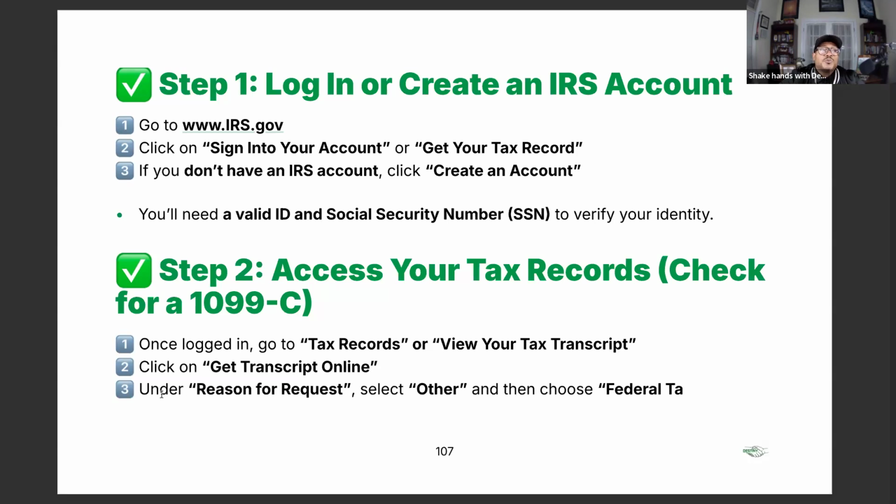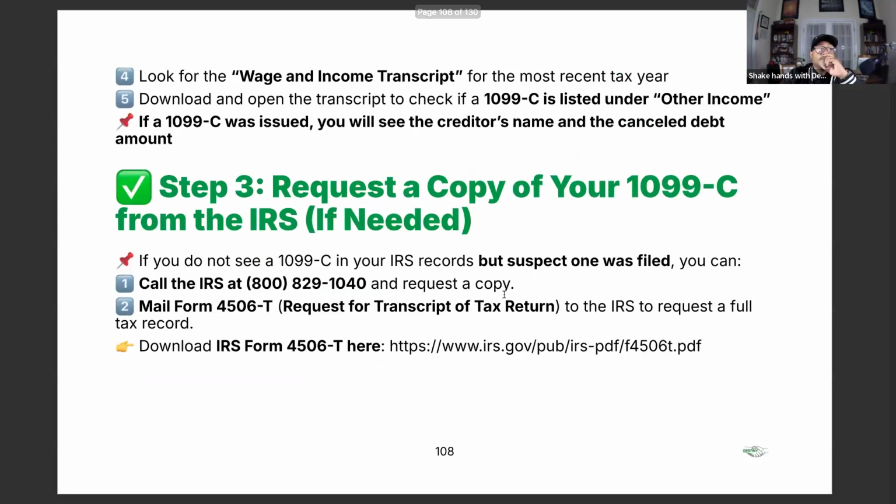Then the next thing you want to do is go under reason for request. You want to select other. Then you want to go to federal taxes. Okay, I got a typo right there, my apologies. Then the next thing, you want to look under wage and income transcript. Then you want to look under whatever the current year.